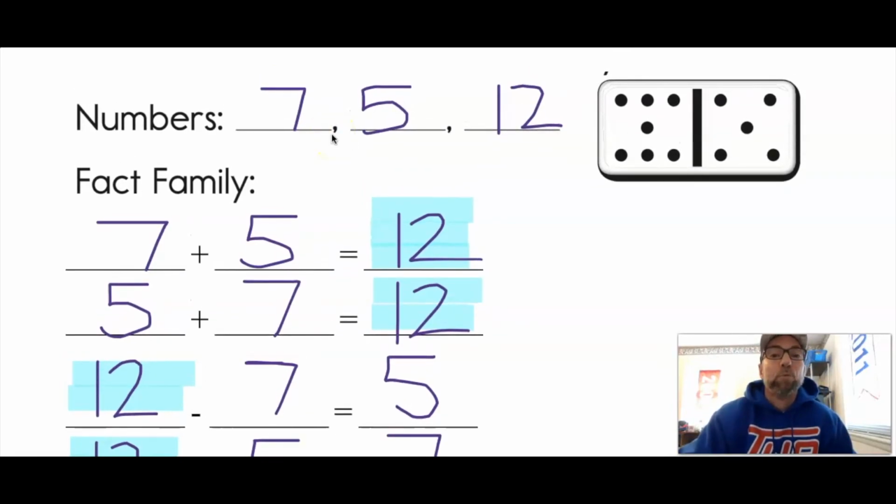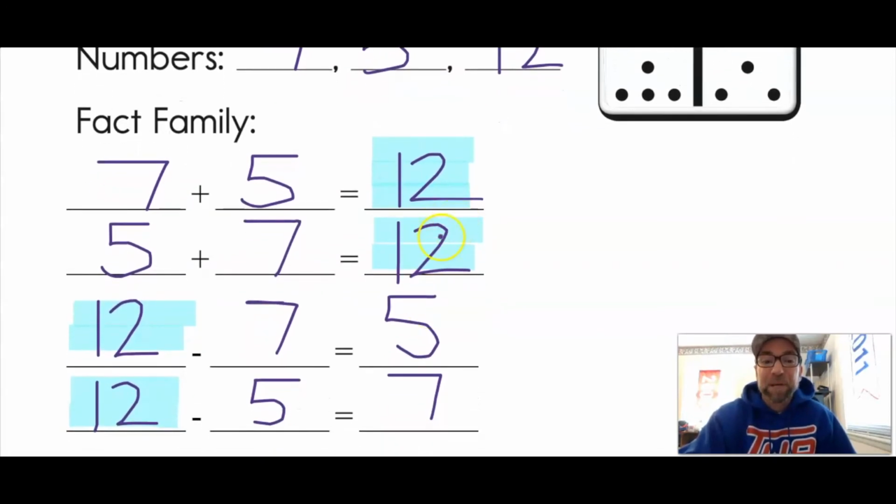All right, first grade, we're ready to check to see how you did. I had 7 dots, 5 dots, and a total of 12 dots. My addition problems: 7 plus 5 equals 12. 5 plus 7 equals 12. My biggest number came last. And then in subtraction, my biggest number came first. 12 minus 7 equals 5. 12 minus 5 equals 7. Hopefully you were able to find those 4 facts that made up our fact family.